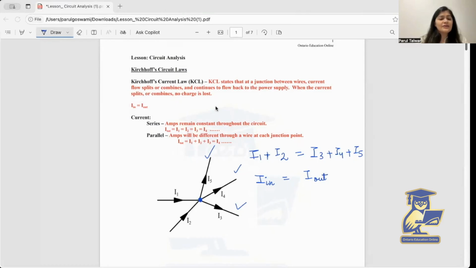Again, keep in mind that KCL is based on conservation of charge, that charge cannot be created or destroyed. That's why incoming current equals outgoing current, because there is no loss or gain in the charge.